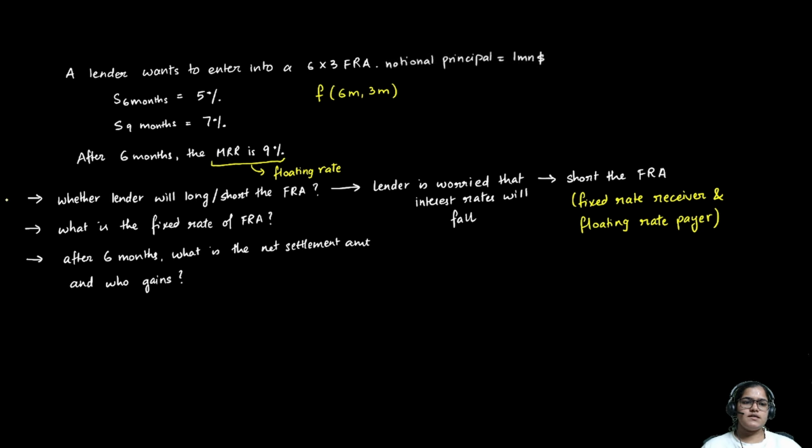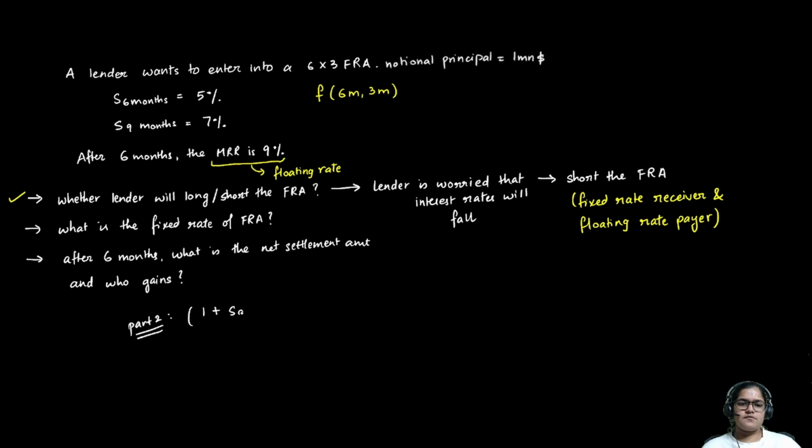Okay, so part 1 is solved. The lender will short the FRA. The lender will receive the fixed rate, he will pay the floating rate. Part number 2 of the question is, what is the fixed rate of the FRA? Now this is very simple. For part 2, we basically have to solve it using spot rates and forward rates, something which we have already seen.